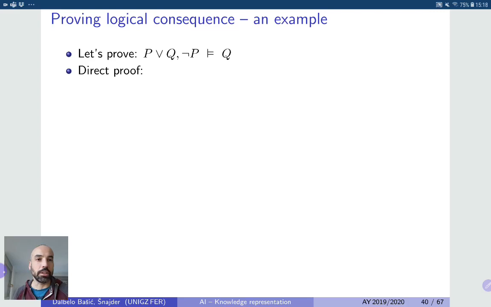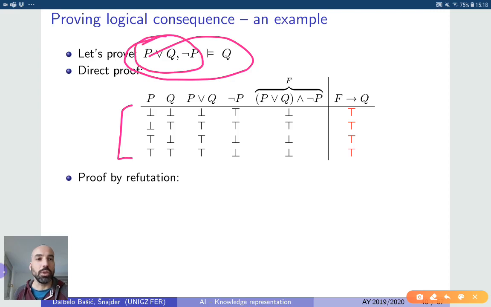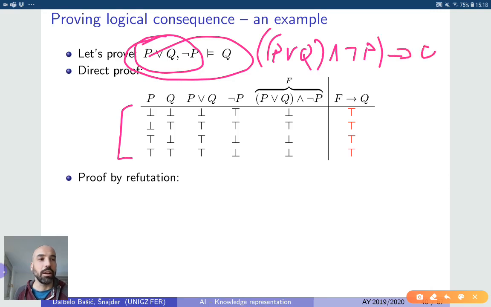So the direct proof essentially means I need to construct again a table. Since there are two variables involved, there are going to be 4 interpretations which I am enumerating here. And what I need to do is construct an implication from these premises to Q. So my implication is going to be P or Q, that's my first formula, and not P. And then I'm saying, okay, all these guys are implying Q. And if this turns out to be valid, then yes, Q is a logical consequence.